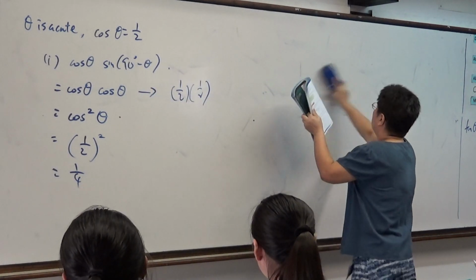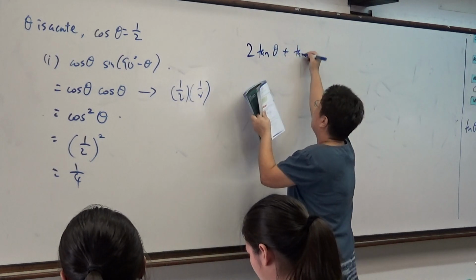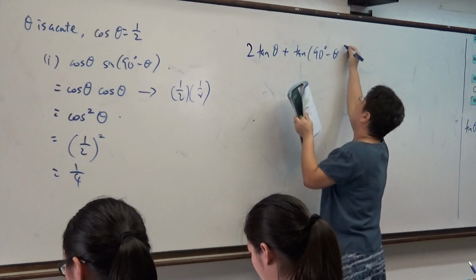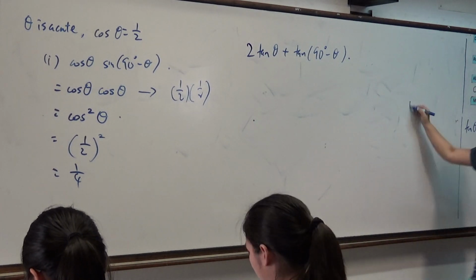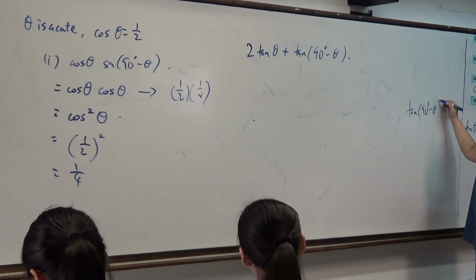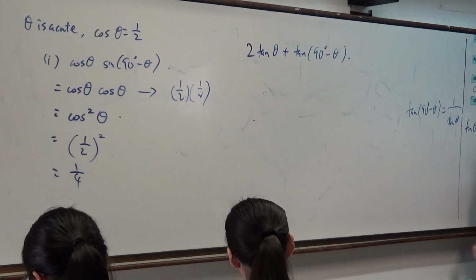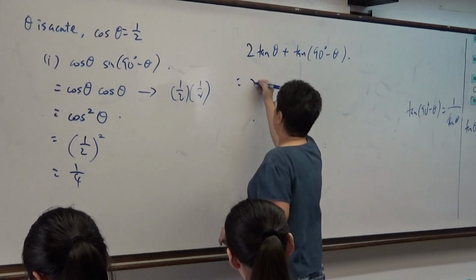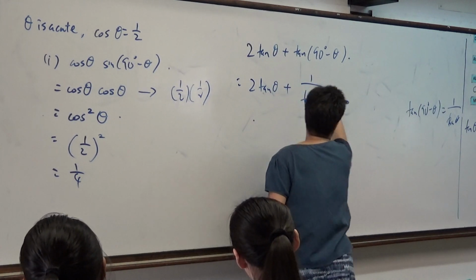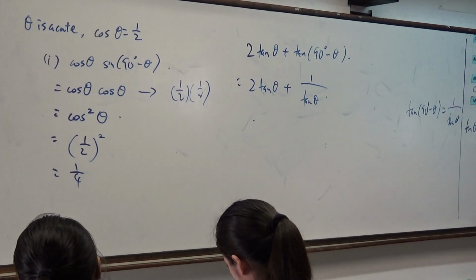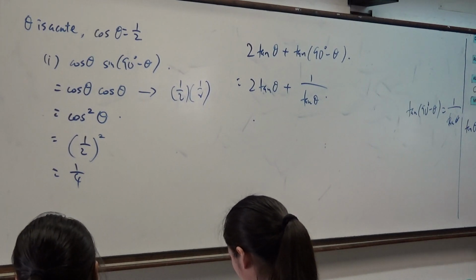Now, next. Can we look at part 2? 2 tangent theta plus tangent 90 minus theta. Okay. Now, I want you to look at this. Tangent 90 minus theta is 1 over tangent theta, correct? Yes. The formula same okay? So this one is equivalent to 2 tangent theta plus 1 over tangent theta, right? Is everyone okay? Yes. Okay, now.